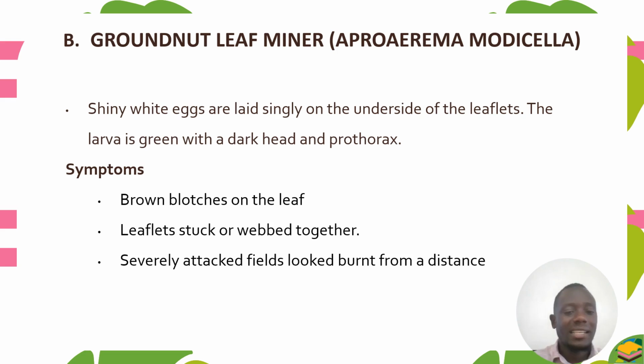So just know that these are groundnuts that have been attacked by groundnut leaf miner. Then we have severe attack, where the field looks bent from a distance. If you are standing at a distance, and the field has been attacked by groundnut leaf miner, the field will look like it is bent. So those are some of the symptoms of groundnut leaf miner.